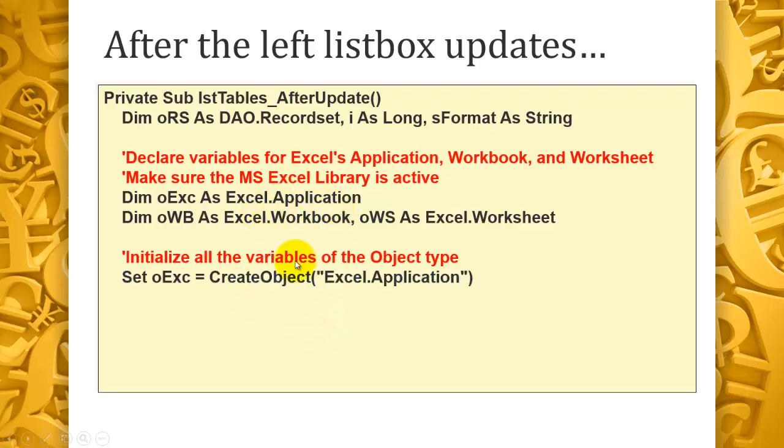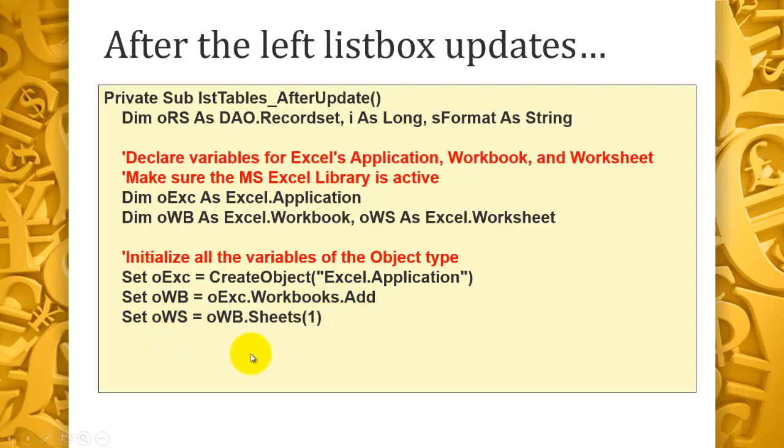When you initialize variables of the object type, you have to use the Set keyword. OXL is to be referenced to an Excel application object. Create the object "Excel.Application". Don't forget the quotes at the beginning and at the end. Then we are going to initialize the workbook type. From Excel, the collection of workbooks, we are going to add one. So it creates a new workbook.